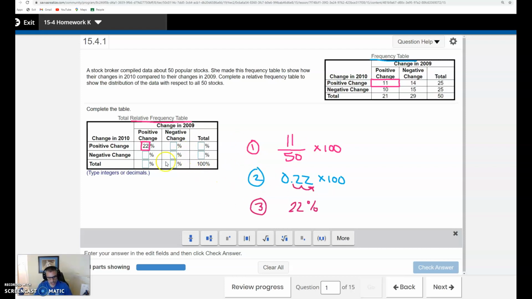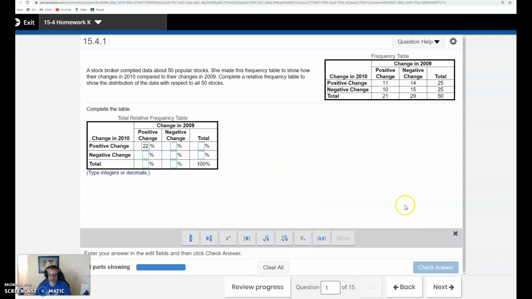Okay, I'm going to do one more. I don't have time to fill out the entire table, but I want to make sure that you know what to do with these total columns. So let's look at stocks that had a negative change in 2009. So they went down in 2009, but they went up in 2010, right? So we're looking at this box right here, and that number was 14. So what percent of the total is 14? So just like before, we'll take 14. That's the number of stocks that went down in 2009, but up in 2010. We'll divide it by the total number of stocks. We'll multiply by 100.